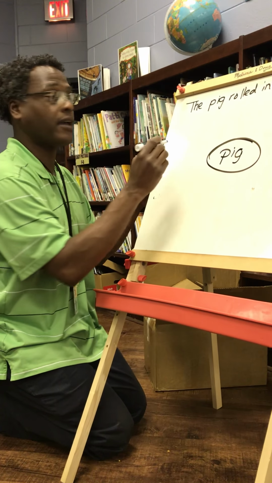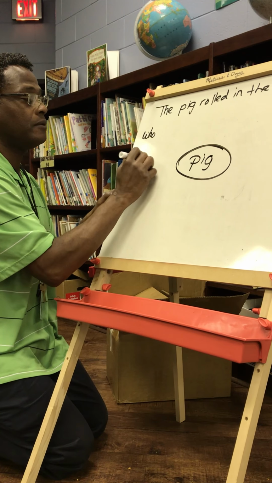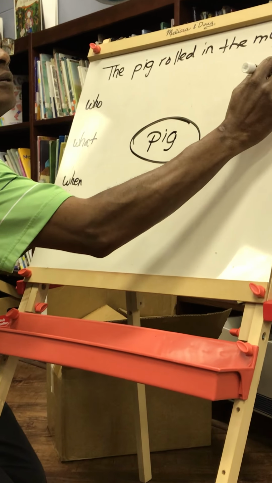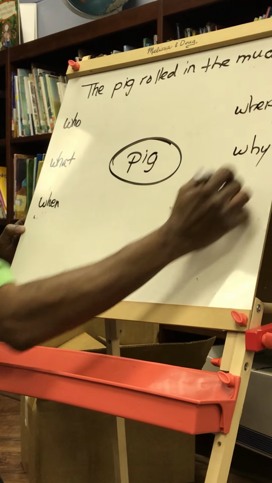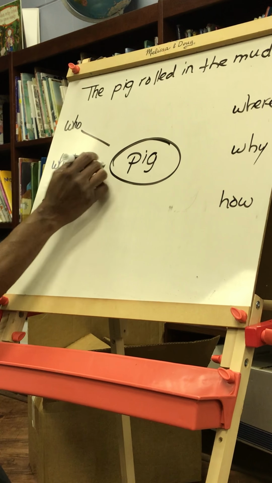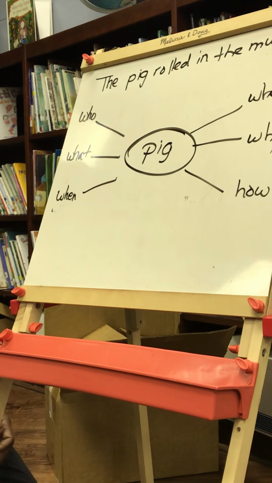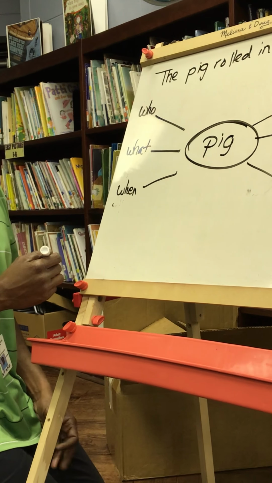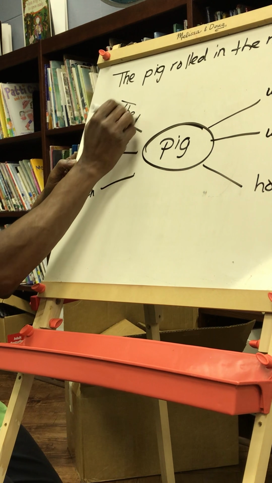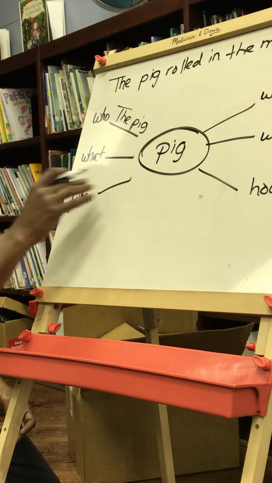The 6 questions we have to answer are who, what, when, where, why, and how. So in our sentence, who do you want this sentence to be about? The pig. So we'll start with the pig. Now that you've answered that question, you can choose any of these other questions to answer.